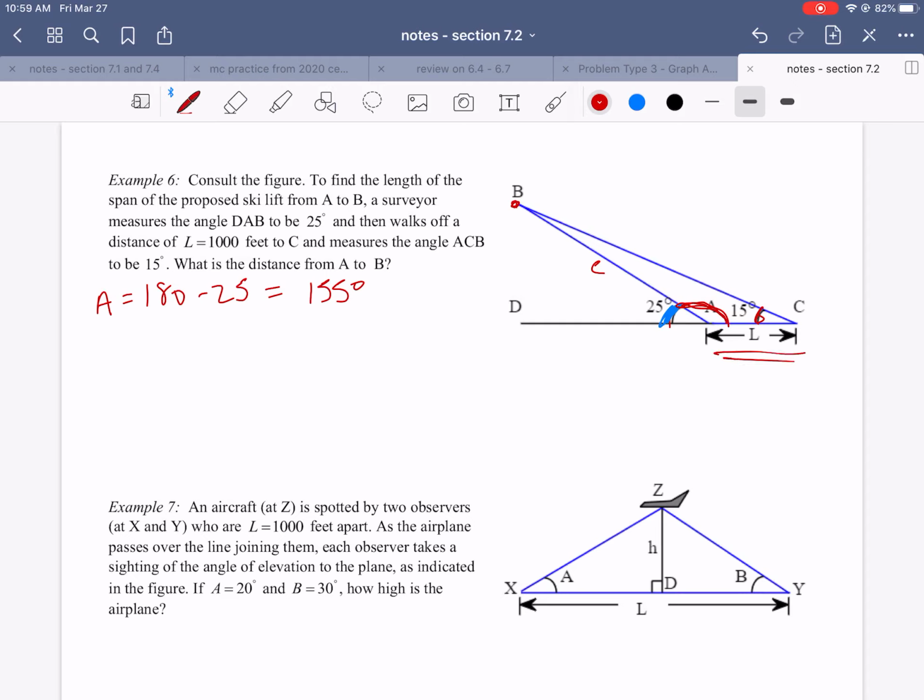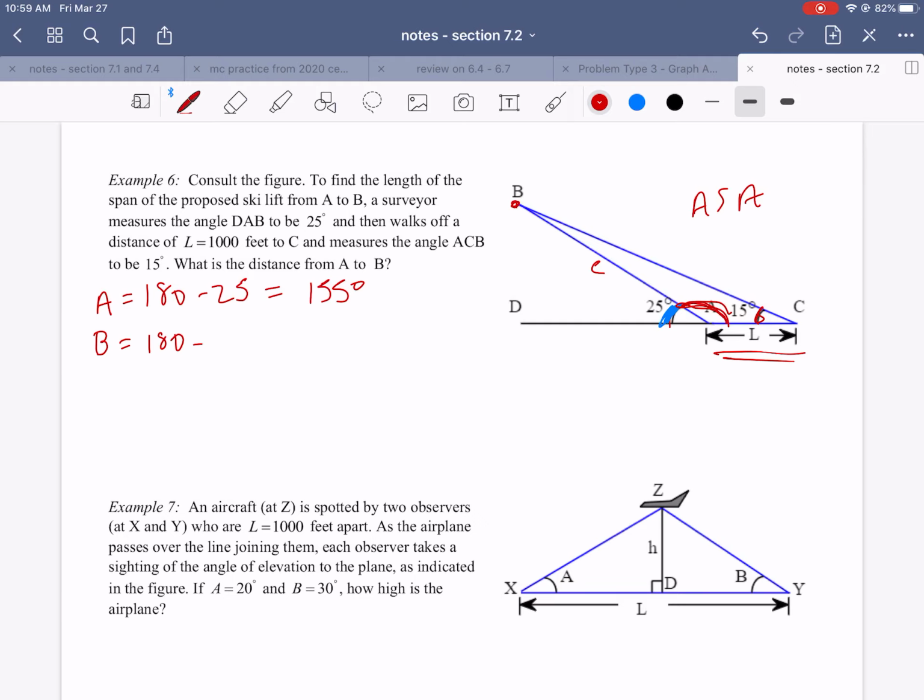And so now what we have is we have angle. Let me use my laser pointer here. We have this angle right here, this side right here, this angle right here. And so that's angle side angle, which means we're going to use the law of sines. Okay, so we have angle capital A. We have angle capital C. That means we could also find angle capital B by subtracting from 180.